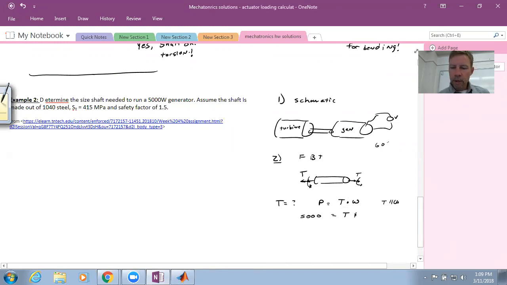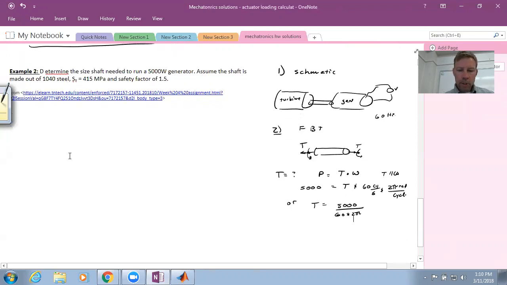The generator is running at 60 hertz, so that means I get 60 cycles per second times 2 pi radians per cycle, or T is 5,000 divided by 60 times 2 pi. Okay, so that's my second step.